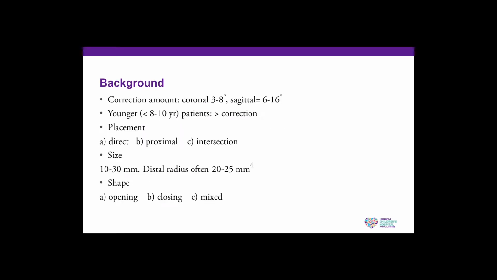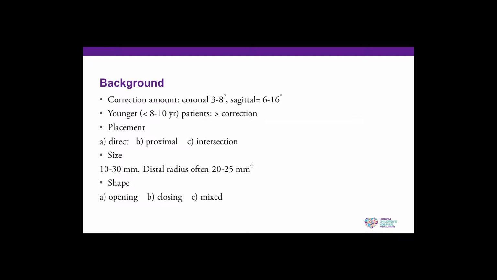Correction of 3 to 8 degrees in the coronal plane and of 6 to 16 degrees in the sagittal plane can be expected for most patients. Younger patients tend to achieve better corrections. Depending on where the wedge is placed in relation to the fracture, wedges are classified as direct, proximal, which have an increased lever for fracture reduction, and at the intersection of fracture fragments.